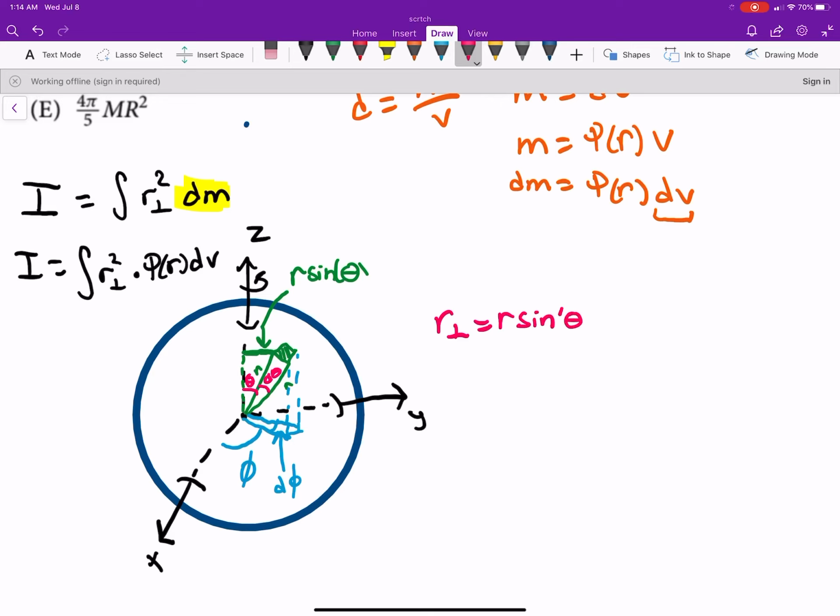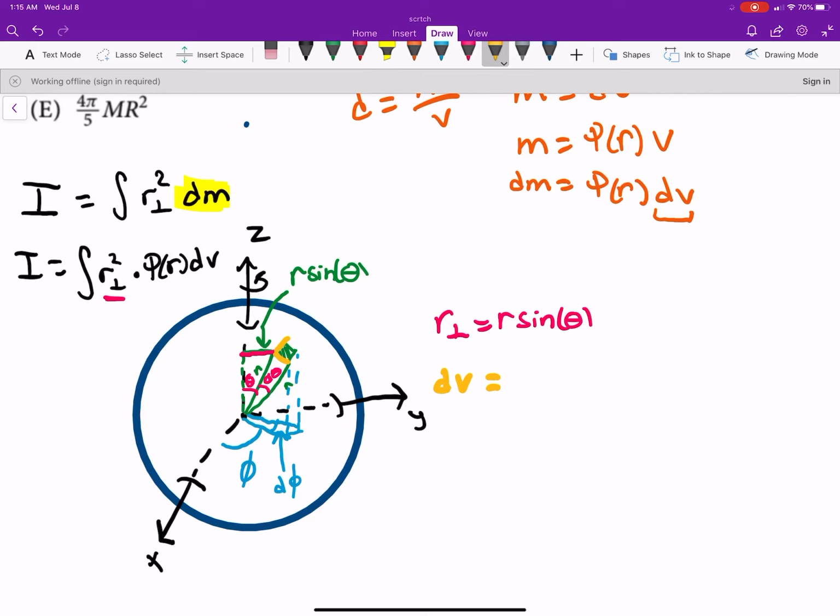And that's the perpendicular distance from this point to our axis of rotation, which we're rotating about the z-axis. So, okay, now we have something for this. We also need to know that volume element. Well, you can think of it as volume is length times width times height. It's not a very good three-dimensional drawing, but I think you get what we need there.